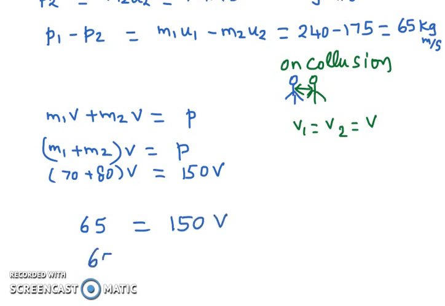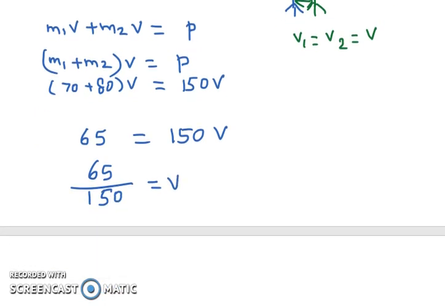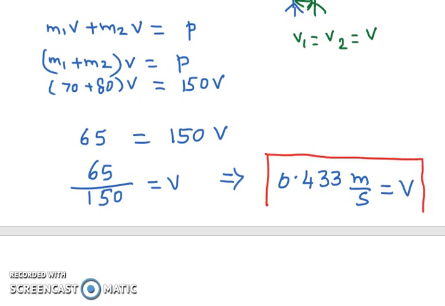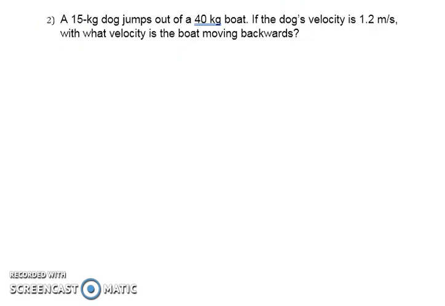We have to solve for V. So 65 divided by 150 is equal to V. If you just calculate it, V comes out to be 0.433 meter per second. This is the final velocity of the players. Let's go to the next problem.